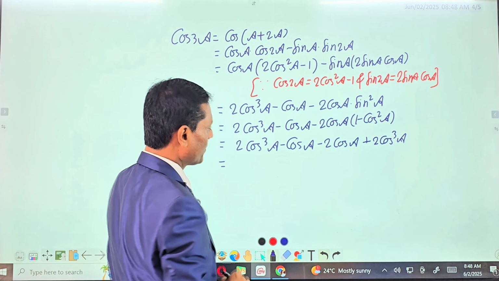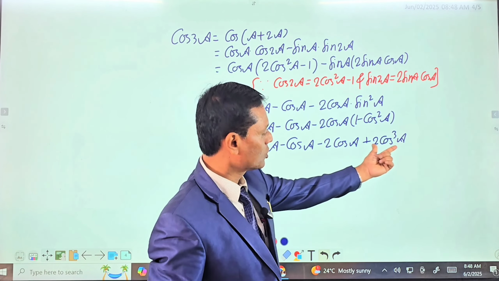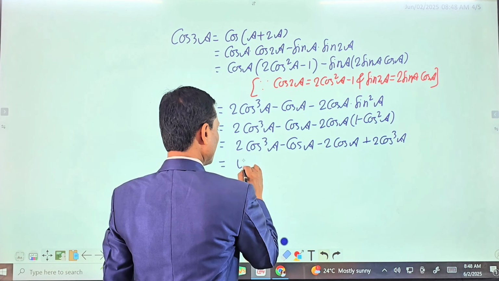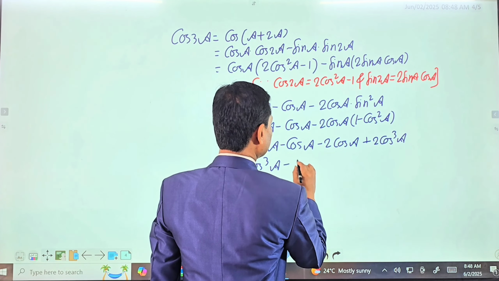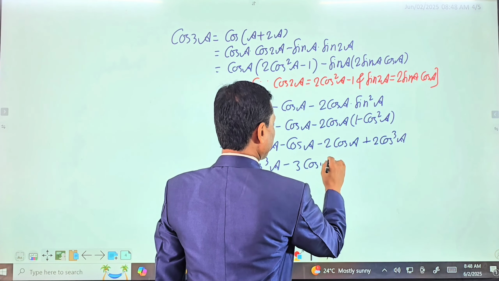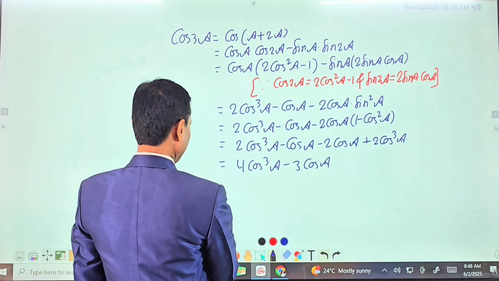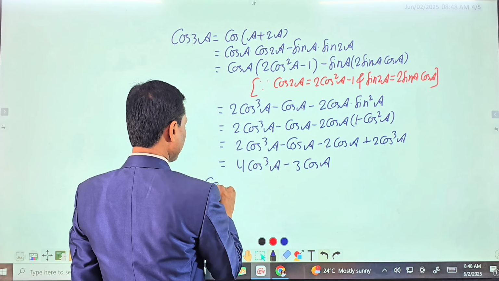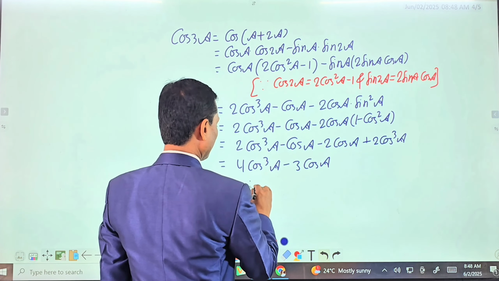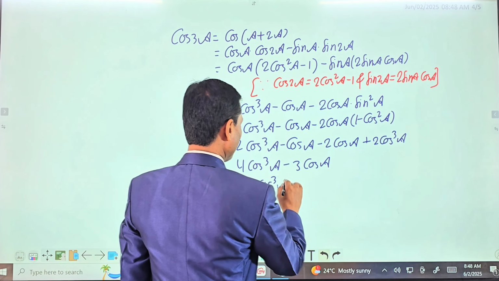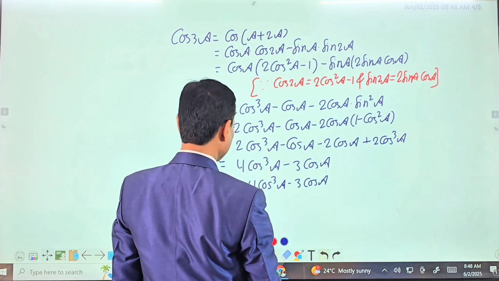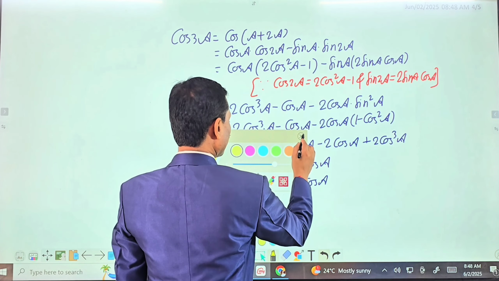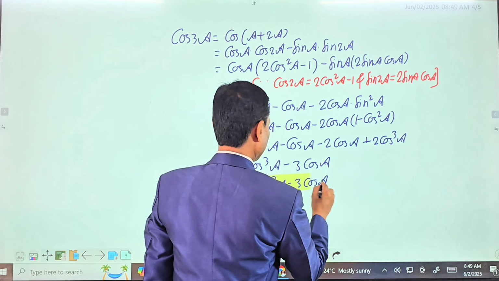Now let's do the simplification. So 2 cos cube a plus 2 cos cube a gives us 4 cos cube a, and minus cos a minus 2 cos a gives us minus 3 cos a. So that's the formula of cos 3a. Cos 3a equals to 4 cos cube a minus 3 cos a. Right? So this is the formula, not to forget that. It's a very important formula. And now the formula of cos 3a.